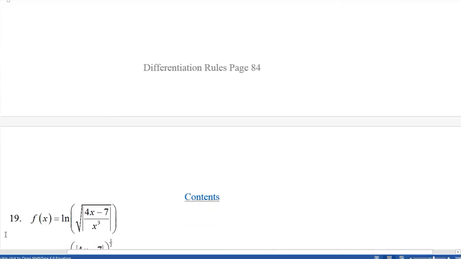This is another one that's similar. You might want to use some properties of logarithms on this, my hint. The logarithm of the square root of the absolute value of 4x minus 7 over x cubed. See if you can work out the first and second derivatives of that and the tangent line when x equals 1 before you watch the next video.